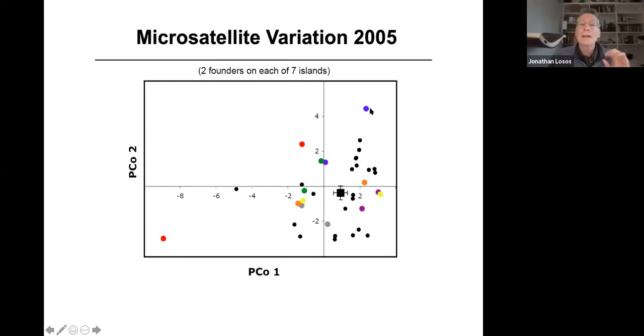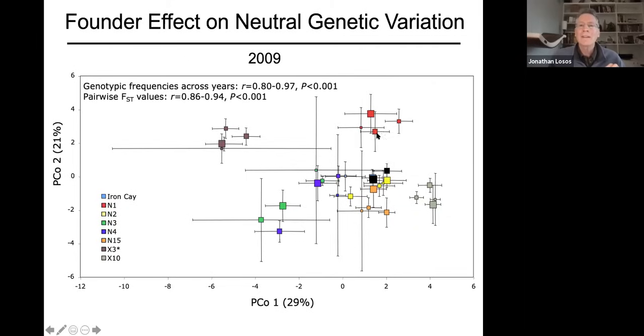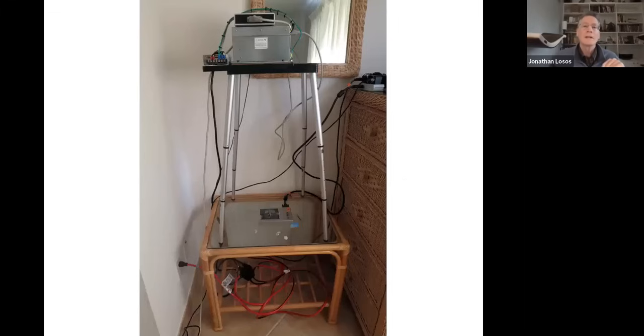Those islands are represented by different colors. And you can see the red ones are both to the left of the mean, the purple ones to the above the mean, and so on. Here is the genetic founder effect just based on using 2 individuals, just random sampling. And what we found is that those founder effects persisted for several years. Here's the 2nd year, it hasn't gone very far. Now we changed the axes, but you can see most of the islands, you create this founder effect genetically and it persists over the course of several years. So there was a genetic founder effect.